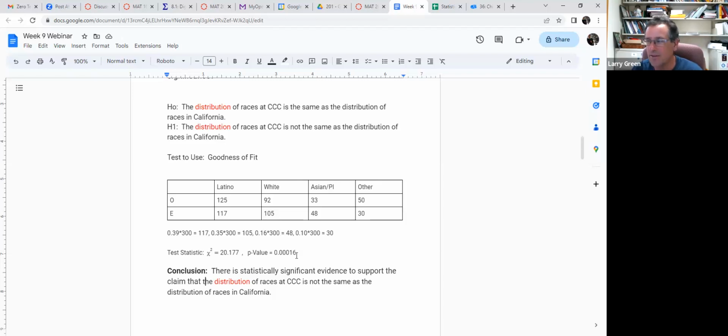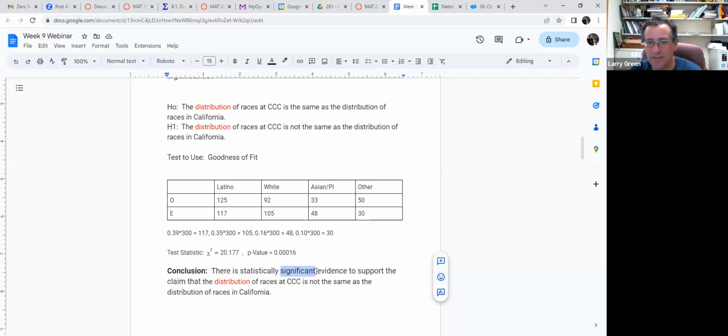And again, this isn't new, this is old stuff. You take this word significant and you write insignificant instead. So if you get a large p-value, there would be statistically insignificant evidence to support the claim that the distribution of races at California community colleges is not the same as the distribution of races in California. Any questions on that idea? Any questions? Okay.